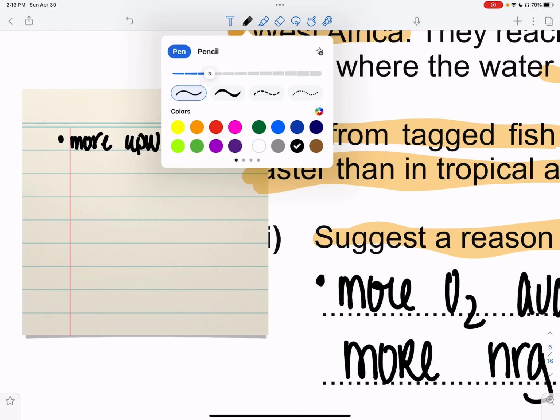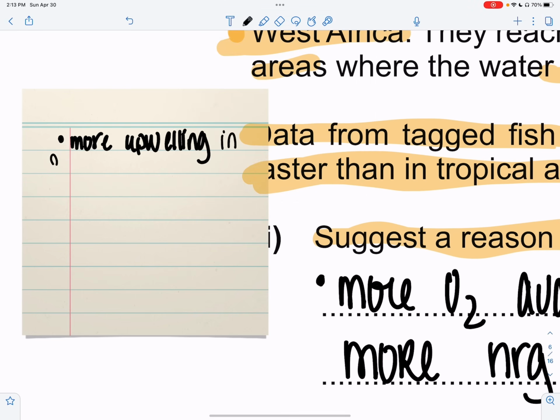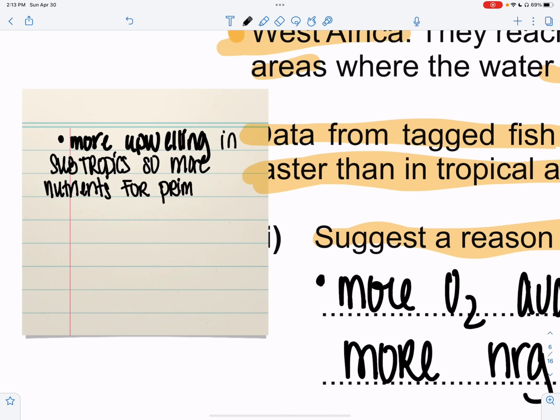More upwelling in subtropics. So we're going to have more nutrients for producer productivity. And that will allow for more food. All the trophic levels benefit.